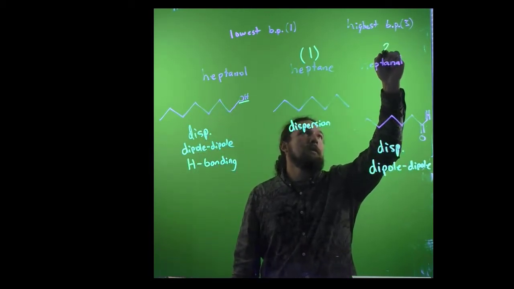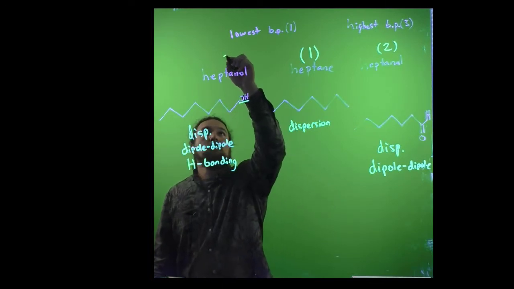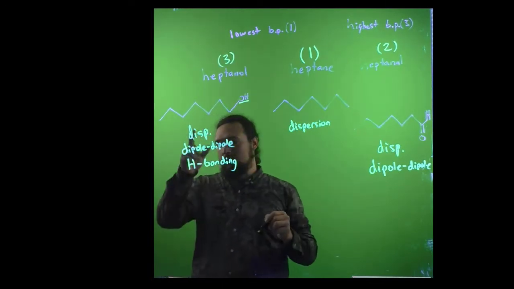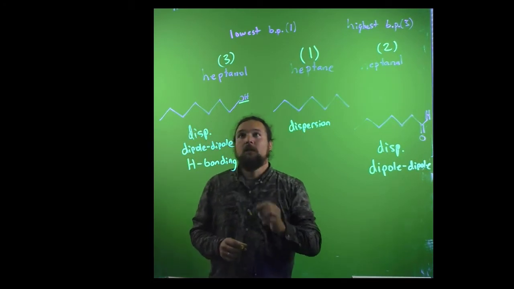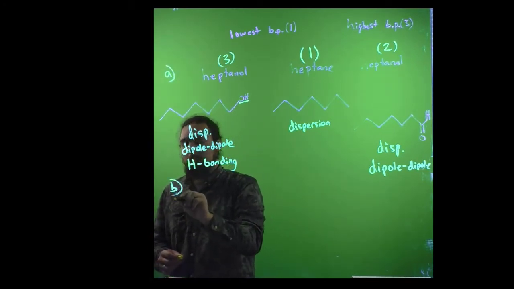Number 2 would be heptanol because it only has 2 of the 3 intermolecular forces, and heptanol would be the one with the highest boiling point because of all 3 intermolecular forces present. So this was problem A. Let's look at problem B.